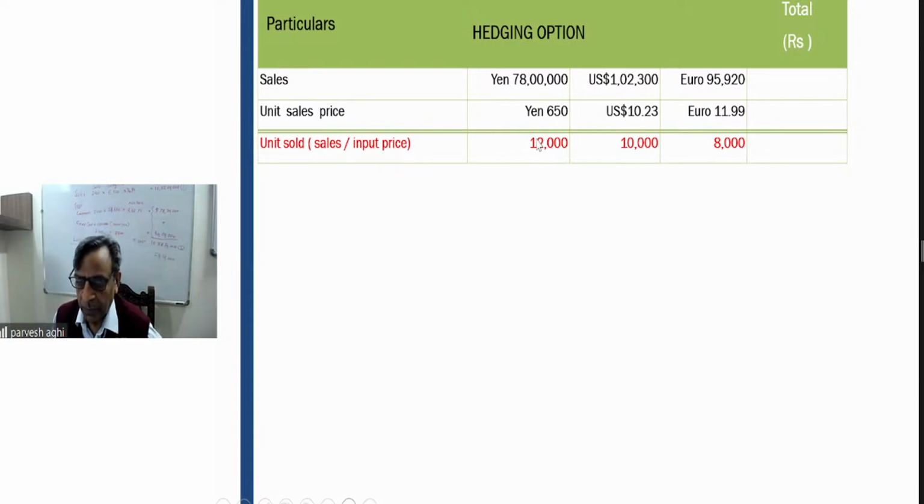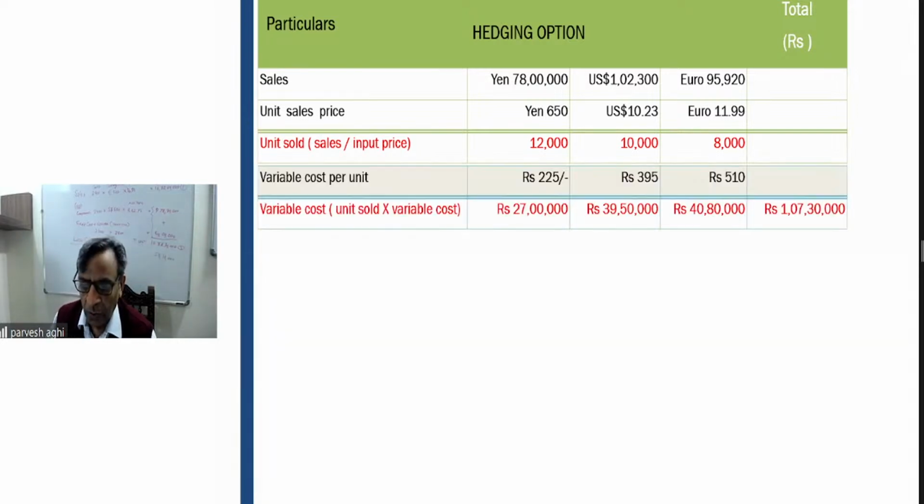Okay. So that means he's selling 12,000 units of the goods exporting to Japan, and 10,000 units sold in dollar terms, and 8,000 to Germany. So these are the number of units he is selling. So we have calculated how many units he is going to sell in each currency. Because the sale in Japanese terms is given and unit sale price is also given, we can just simply divide 78 lakh by 650 to arrive at 12,000.